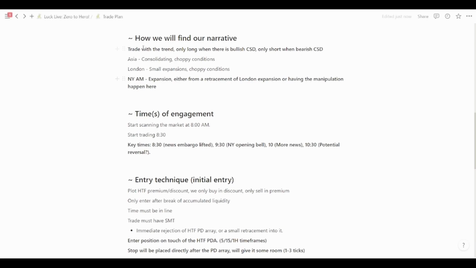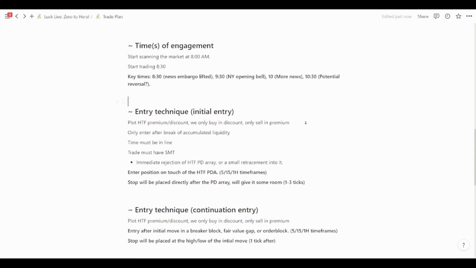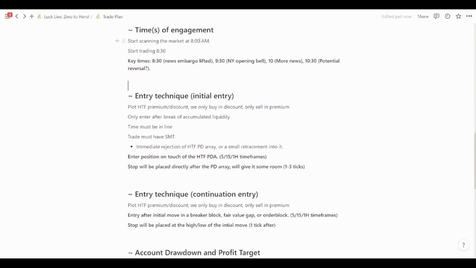Okay. And like this is generally what I'm going to be looking for. I want to see either a retracement of London's expansion, preferably not too large if London does expand, or a nice manipulation happen to give us our daily expansion in New York. And in times of engagement, again, we're going to start at 8 o'clock.